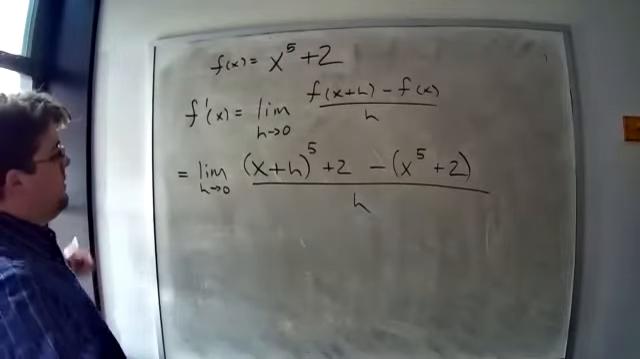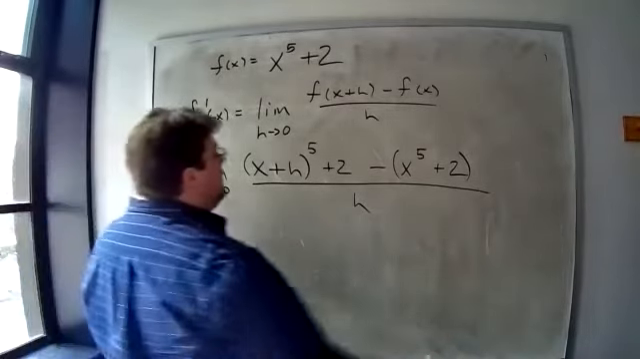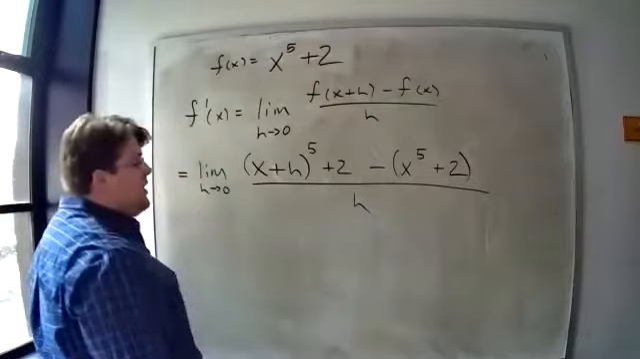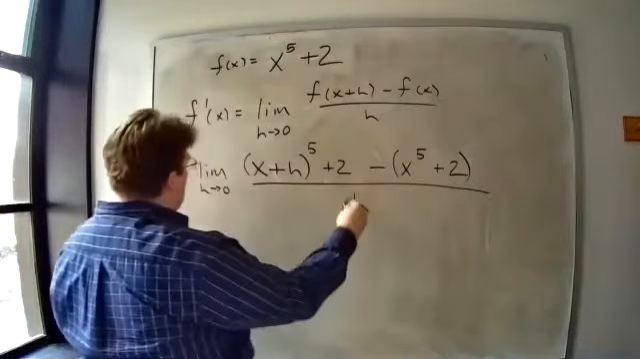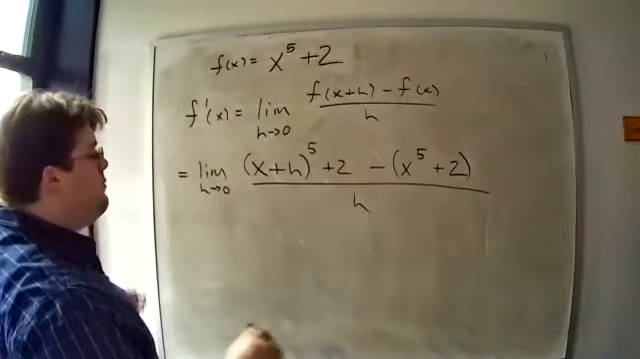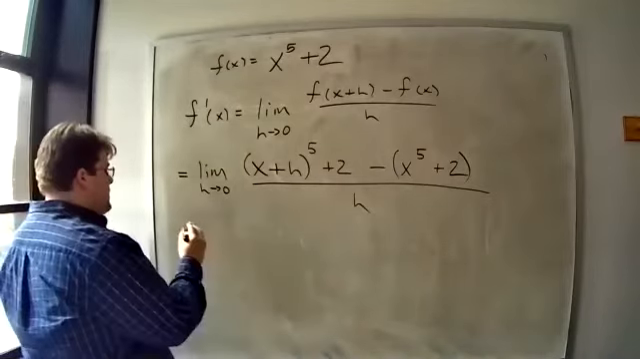Make sure you subtract all of f of x. If I didn't subtract all of it, we'd have 2 plus 2, which is 4, which won't eventually cancel out with an h. Make sure you subtract all of f of x. Now, how do we simplify this?